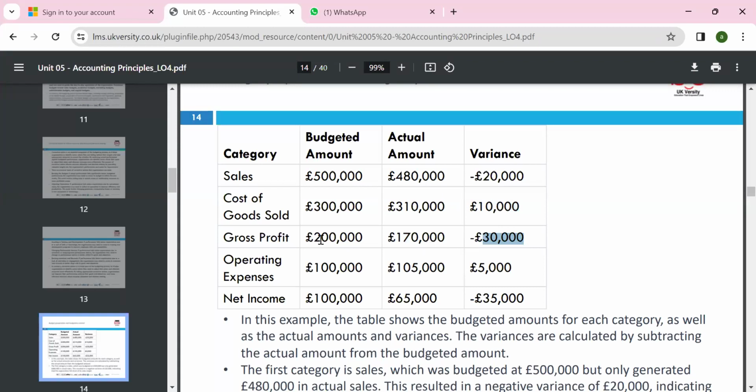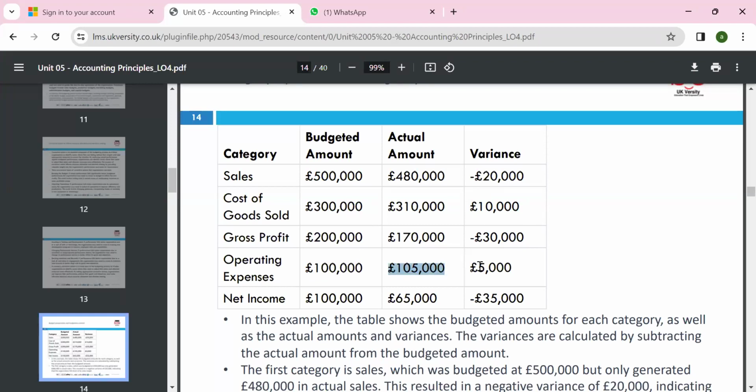So we budgeted our gross profit to be 200,000, but the actual profit we have is 170,000. So there is a 30,000 shortfall. This shortfall is due to the sales being less and expenditures being more, and ultimately this accumulates to £30,000 worth of loss compared to the budgeted; actual is less, our profit is lower by 30,000. Operating expenses, which means running expenses, we estimated 100,000, but we spent 105,000.